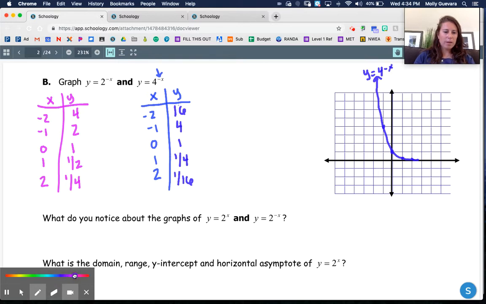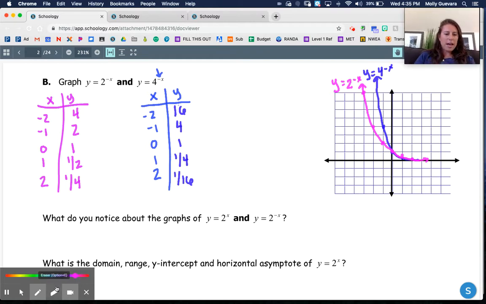And if I go back to my pink, I have negative 2, 1, 2, 3, 4, 5, 6, 7, 8, negative 3, 8, negative 1, 2, 0, 1, 1/2, 1/4. Great. And then that's the graph of y equals 2 to the negative x.